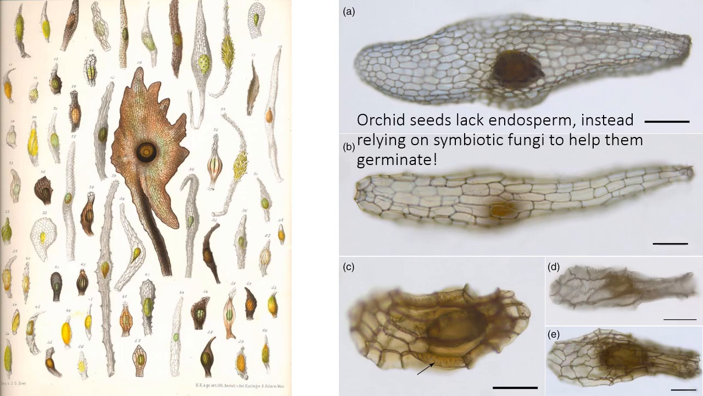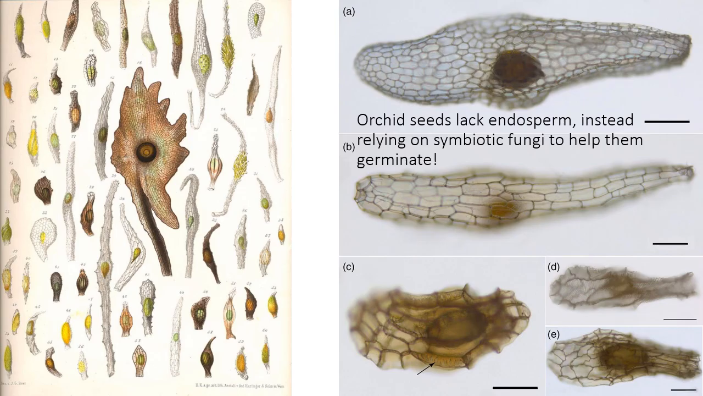A unique group of angiosperms or flowering plants that have really unique seed anatomy are the orchids. Orchid seeds actually entirely lack an endosperm. So if you were to collect orchid seeds and scatter them on some potting mix and expect them to germinate, you would fail miserably because orchid seeds don't have any stored food to power the sprouting process.